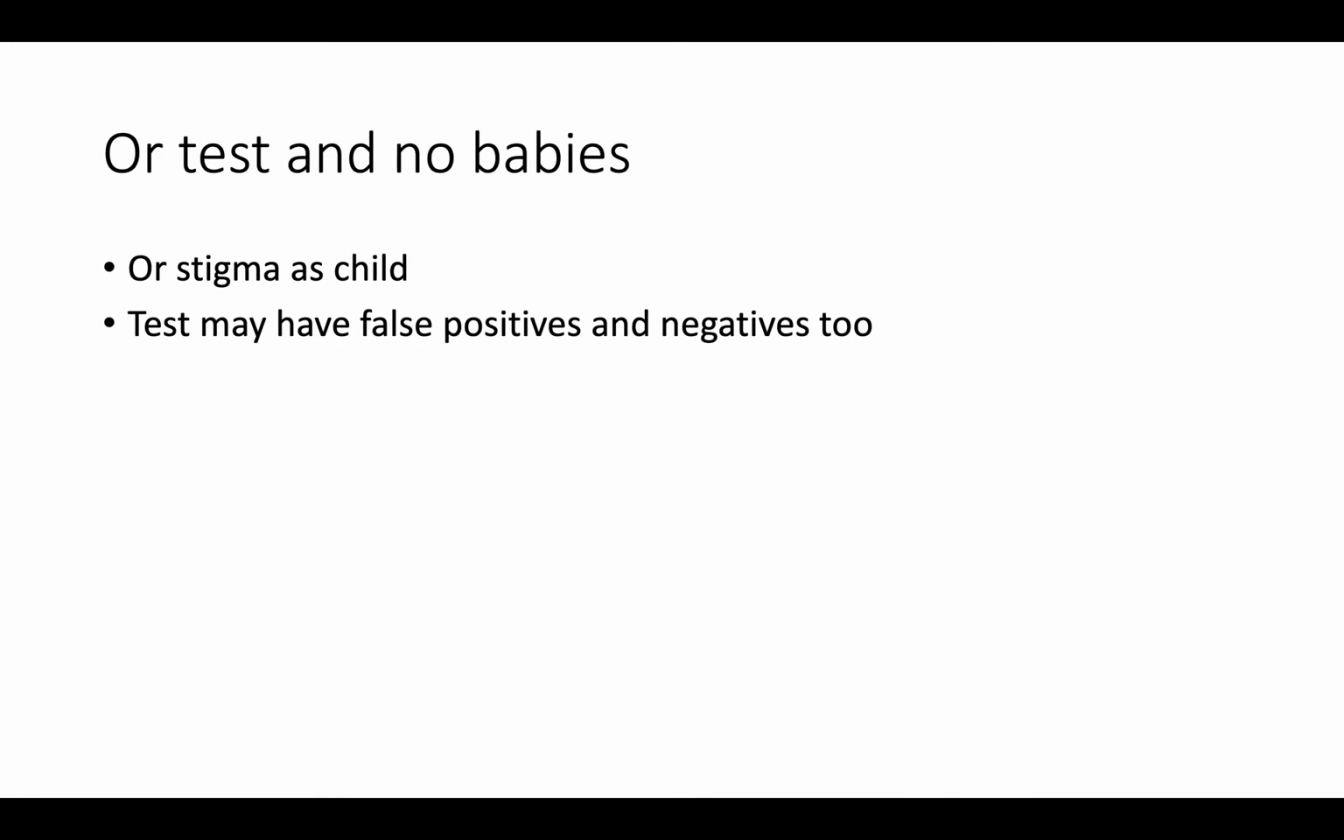The other alternative that these genetic tests could lead to is not having babies, or not having a baby that's autistic, making us go extinct. Or it means that you have stigma as a child and are only placed in harmful therapies as a child. And with these tests, we don't know the reliability of them. They may often lead to false positives and negatives, which can cause harm in both cases.